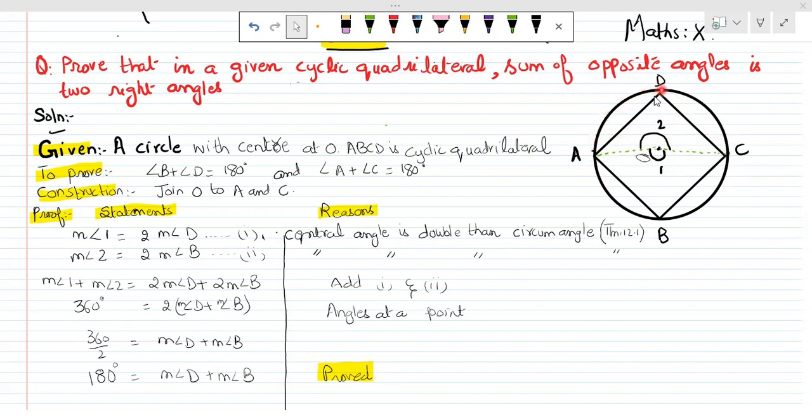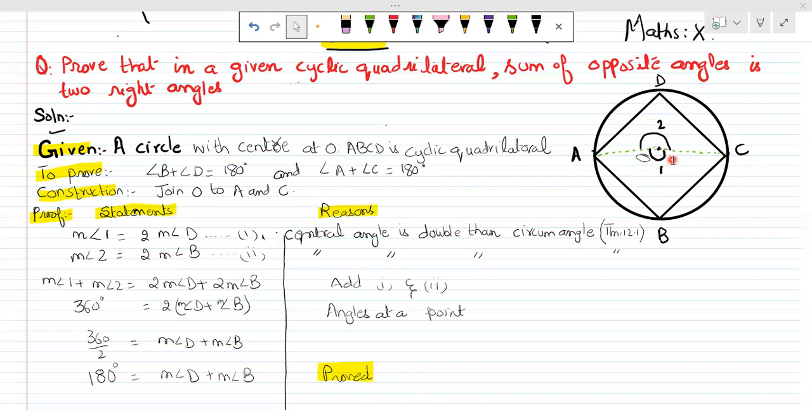So ADC, if we join A and C to the center, it becomes the central angle, and if we join A and C to some other point on the circumference of the circle, that is ADC, then angle D becomes the circumference angle. So angle 1 will be twice the circumference angle. Central angle is twice the circumference angle. So angle 1 is 2 times angle D.